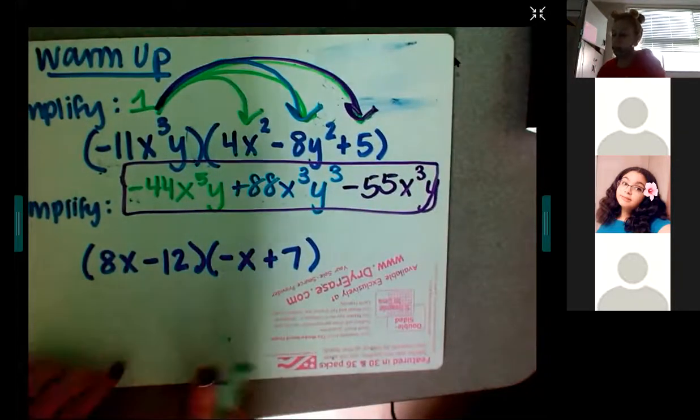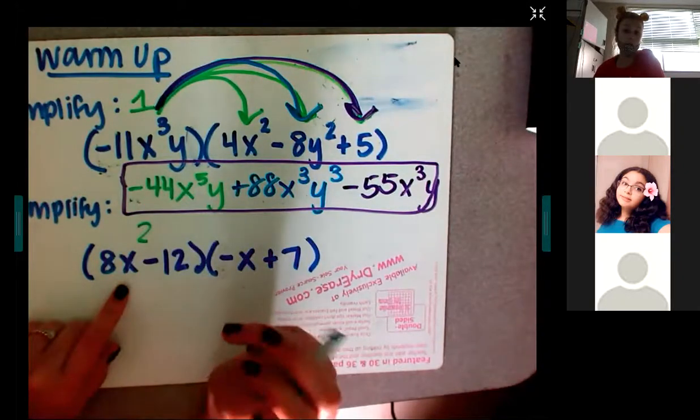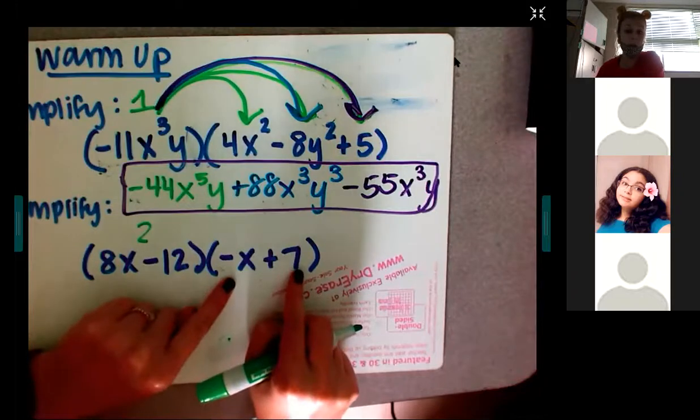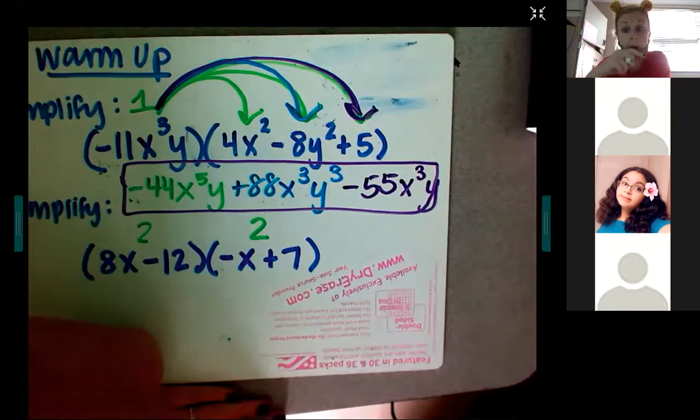All right, look at your second one. How many terms am I multiplying here? Okay, 2. So I know I can't just distribute. Check the back one. How many terms are here? 2. So I want you to be ready for math 2 and math 3.